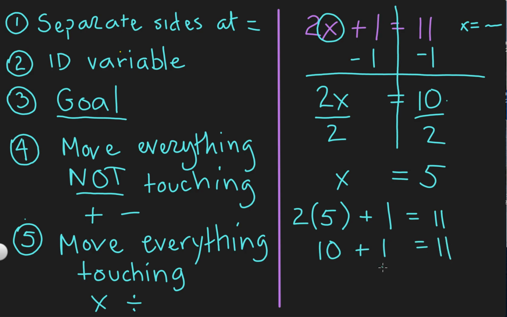Next step is 10 plus 1. That gives me 11. Now, 11 equals 11 is true, which tells me that x is equal to 5 is my solution.